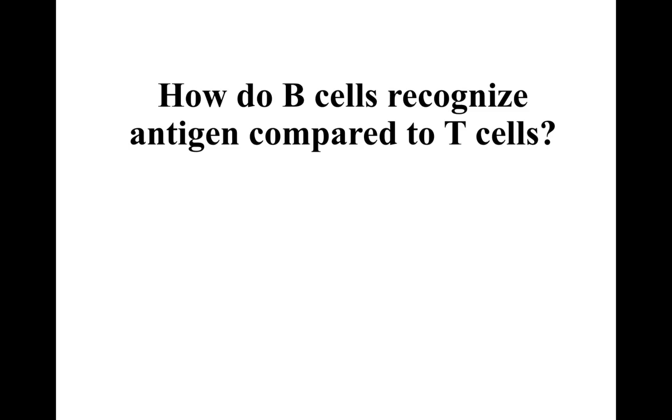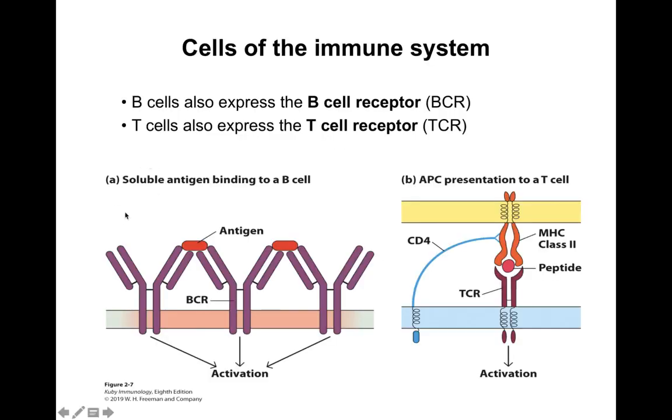How do B cells recognize antigen compared to T cells? B cells bind to soluble antigen and get activated through the B cell receptor, which is a membrane-bound immunoglobulin. The ends of the antibody bind to the antigen, and that activates the B cell. Cross-linking of multiple receptors is able to produce a signal, whereas just one antigen binding to the receptor doesn't actually do it. It does require cross-linking.